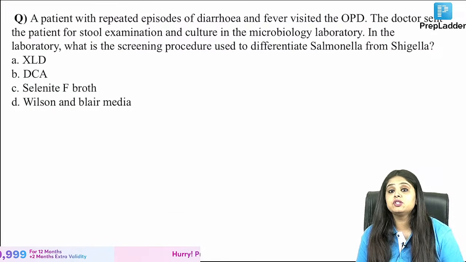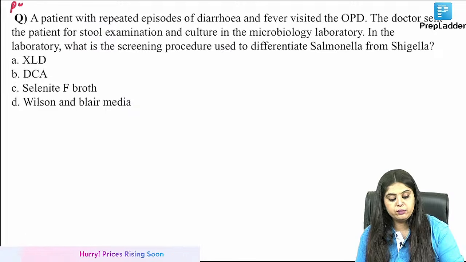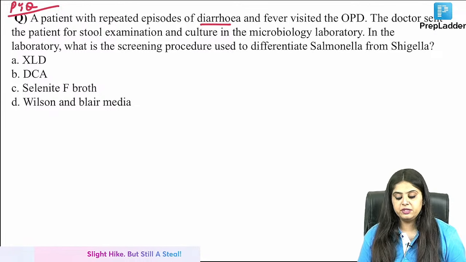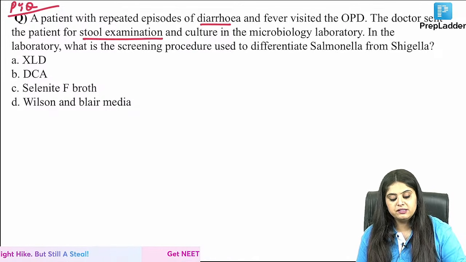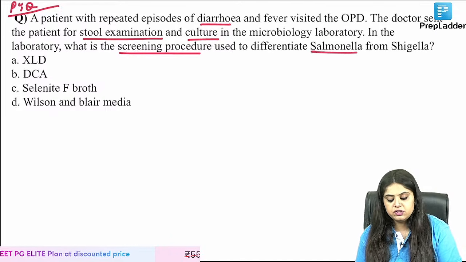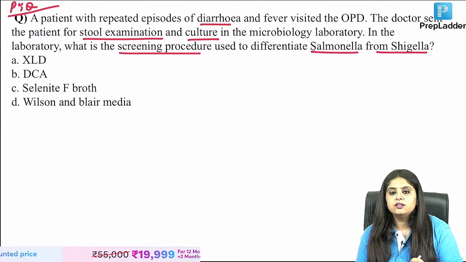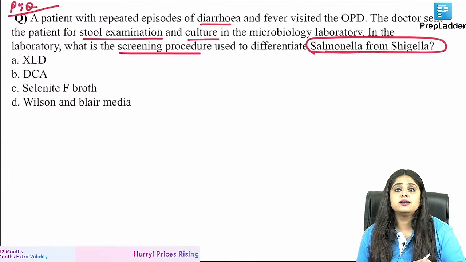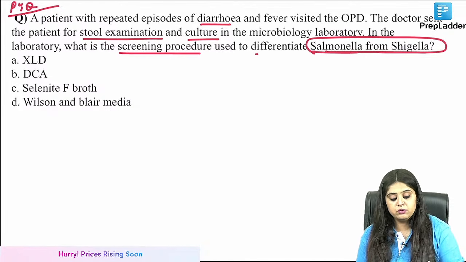Quickly, this is an FMG repeat question. Two sessions ago it was asked. A patient with repeated episodes of diarrhea and fever visited the OPD. The doctor sent the patient for stool examination and culture in the lab. What is the screening procedure used to differentiate Salmonella from Shigella? Usually you always call them the Salmonella-Shigella sisters, but now you want them to be separated.